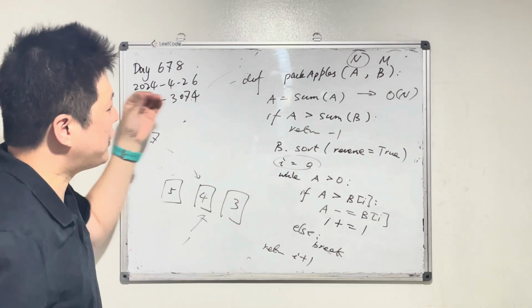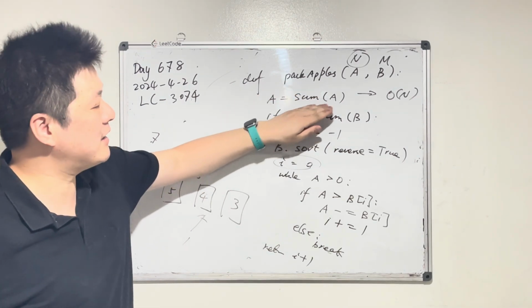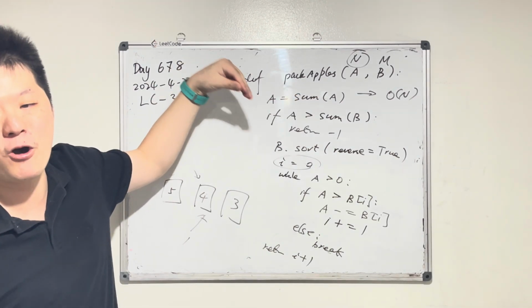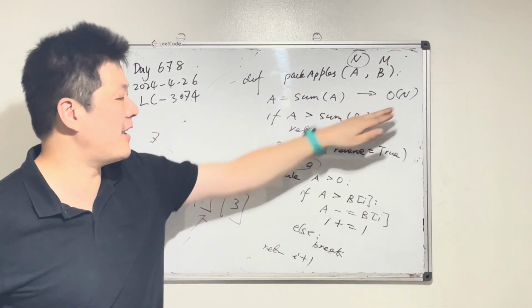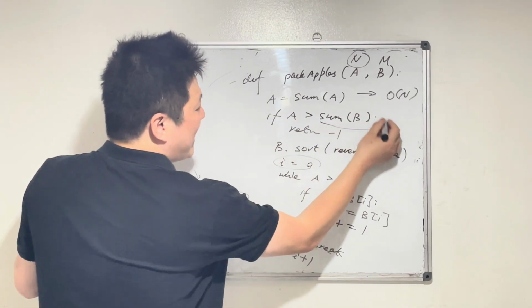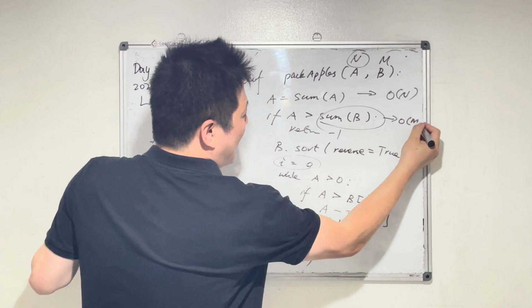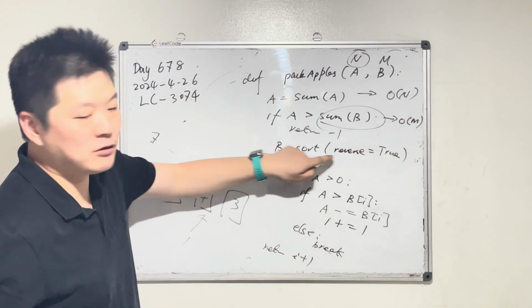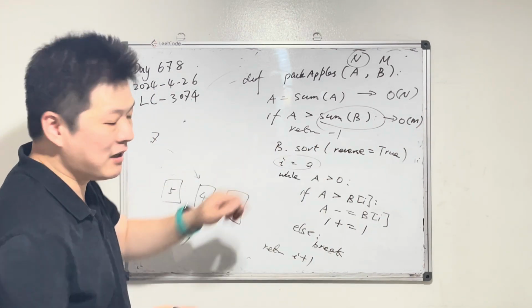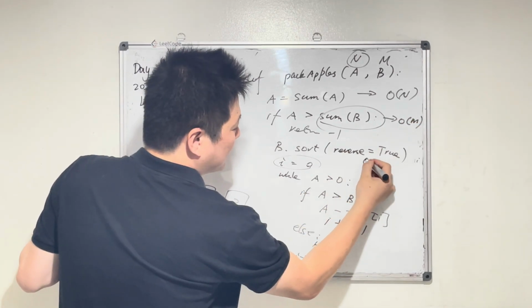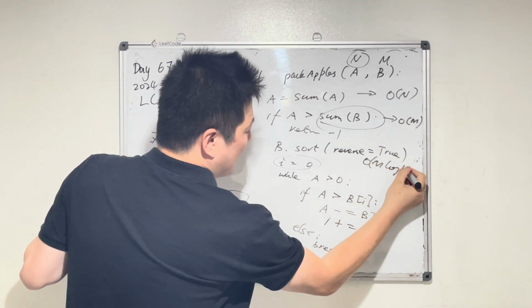Because we need to accumulate all the numbers, all the apples in A. Basically, we added up all the numbers in the apple array, O(n), right? sum(B), here, this is O(m), okay? B.sort, sorting, right? O(n log n), but here it is m, so it's O(m log m), okay?